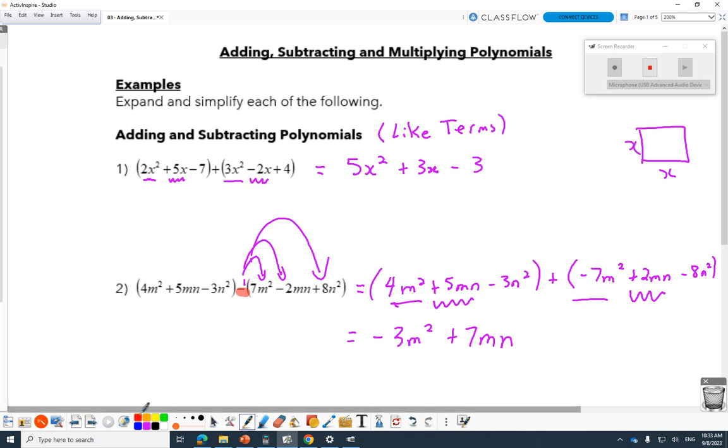Ready? Wrong answer coming in red. Don't even copy it down. Negative 3 plus negative 8. 2 negatives make a positive. No. Plus 11n squared.